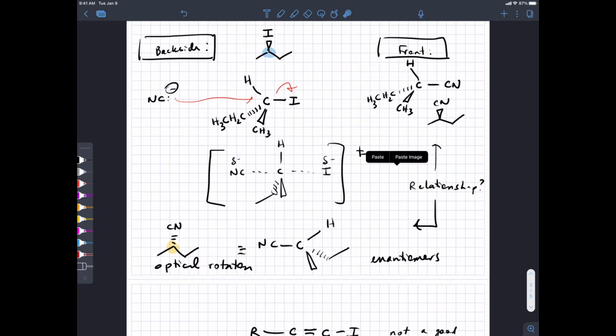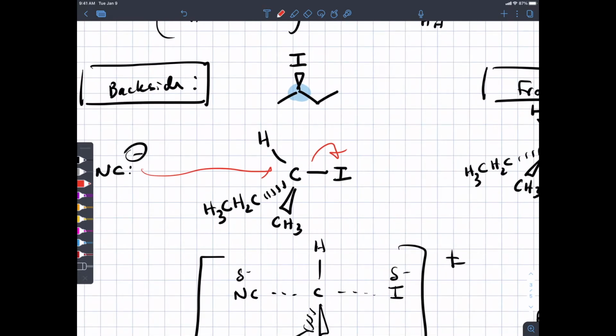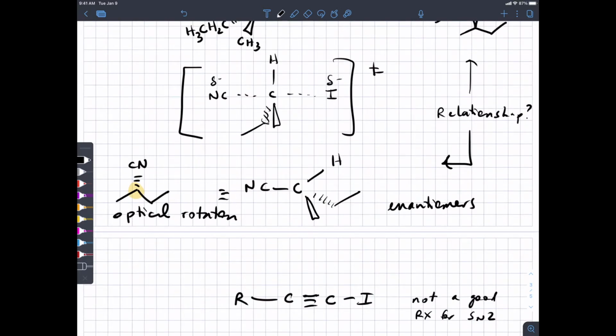We can assign R versus S at this carbon. Iodide is the priority group. This is the next one. This is third, and protons in the back away from us. So this stereocenter is R. And this stereocenter is S. That's because this carbon compared to the other carbons is bonded to nitrogen, and so it's the high priority group. Again, we go clockwise, but protons coming out toward us, so that would be S.